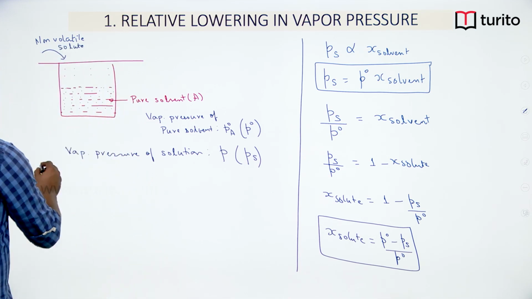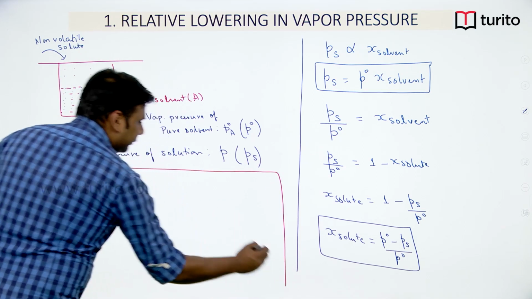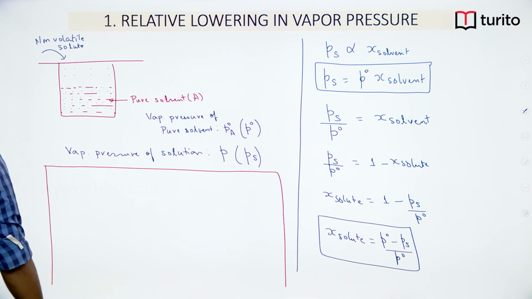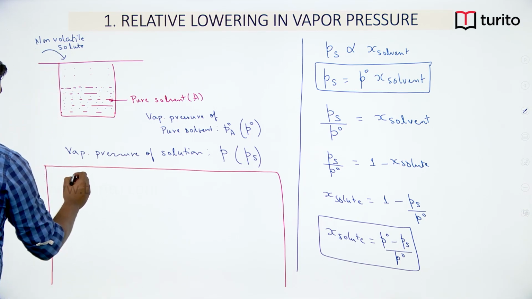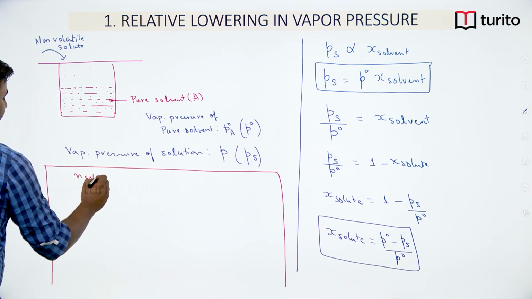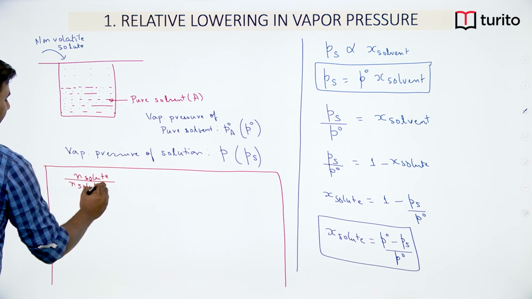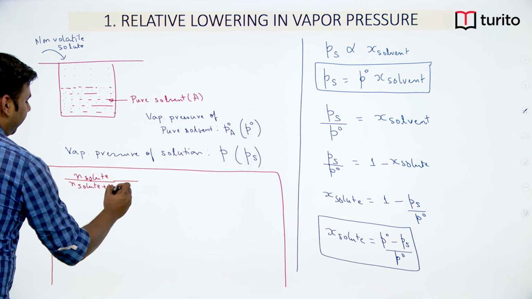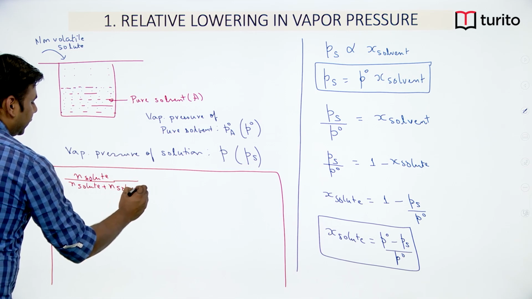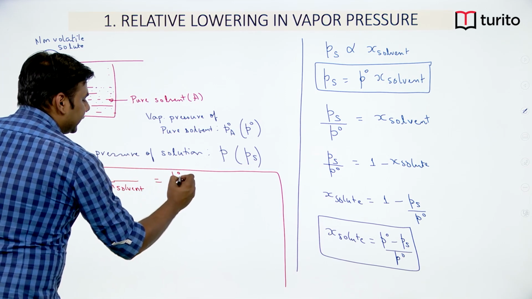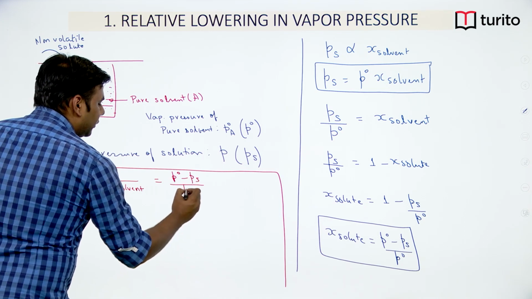You can just write it. We can also simplify this expression, because every time we want to calculate, we have to write this as number of moles of solute upon number of moles of solute plus number of moles of solvent, equals P naught minus PS upon P naught.